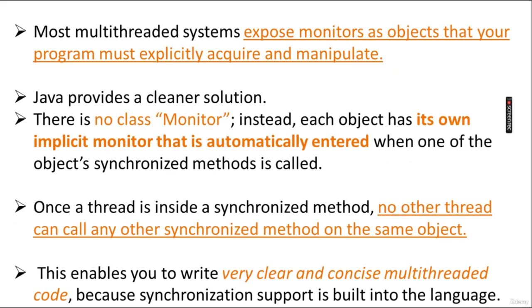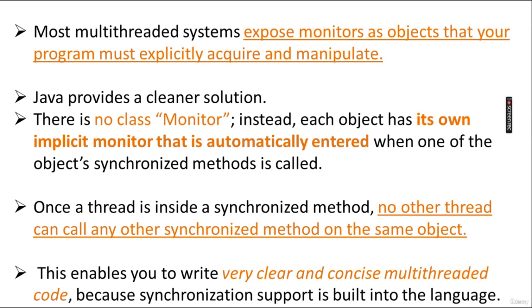Most multi-threaded systems expose monitors as objects that your program must explicitly acquire and manipulate. So a multi-threaded system like Java exposes monitors as objects. They treat a monitor as an object that your program must explicitly acquire and manipulate. Each and every thread should explicitly acquire the monitor. After the completion of that thread, or the time period given in round robin fashion, it relinquishes control. Then the second thread will come and enter the monitor. After the second thread's time is done, it will relinquish control and the third one will go inside it.